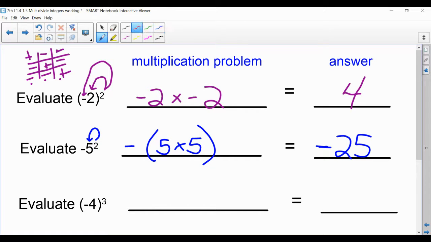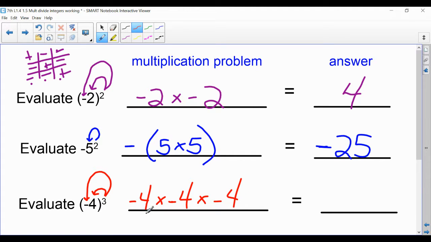And our last one here, evaluate (-4) to the power of 3. So again, 3, the exponent, applies to everything inside the parentheses. So we're multiplying -4 times -4 times -4.